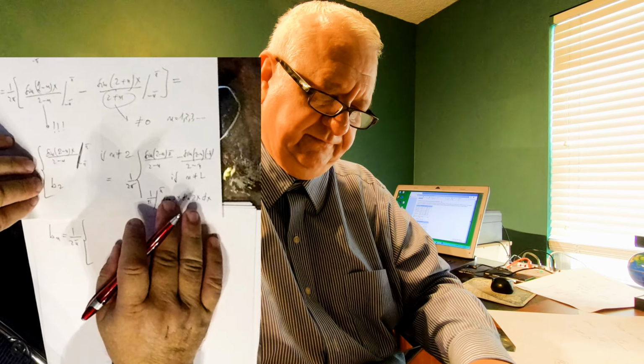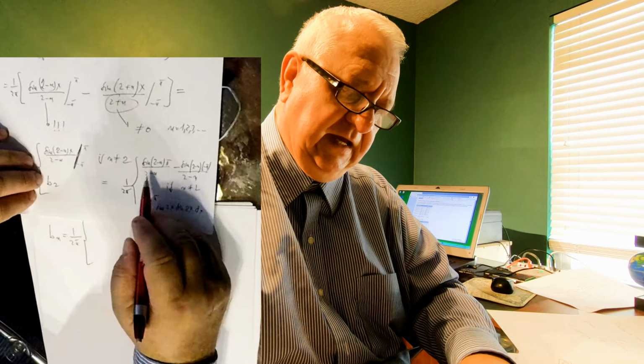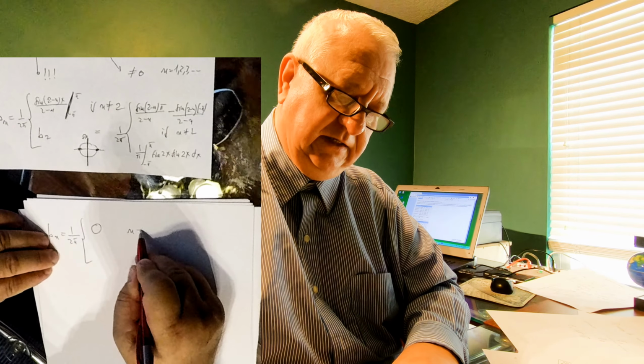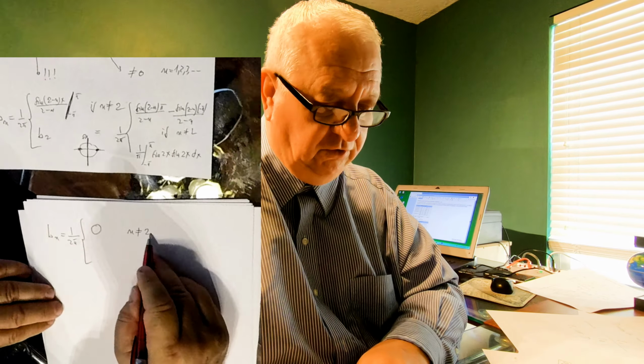Let's look together. I have sine of an integer multiple of pi. n is an integer, so 2 minus n is therefore an integer. For an integer multiple of pi, sine is 0. On the trigonometric circle, the sine axis is the vertical one. At integer multiples of pi, here and here, sine is 0. So this is 0 when n is never 2. So for all the terms with n not 2, bn are 0.